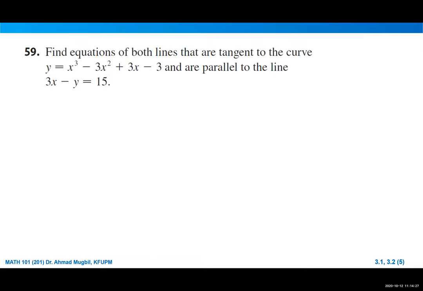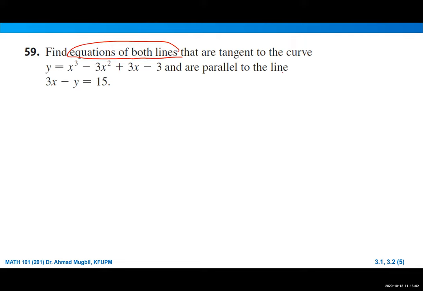The question said that we are looking for tangents to this curve and parallel to this line. I take the slope of the other line and take the derivative of the first and make it equal to the slope of the other line. Excellent. Yes, this is the idea. Find the equations of both lines that are tangent. So we have two lines. I'm looking for the equation of the lines that are tangent to this curve and parallel to this line.